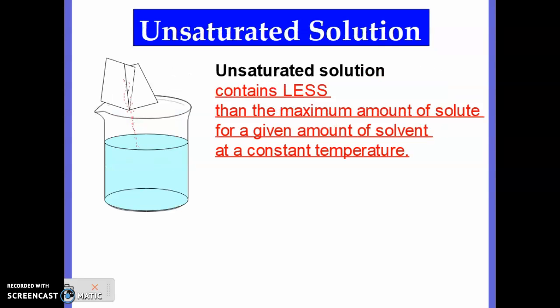An unsaturated solution contains less than the maximum amount of solute for a given amount of solvent at a constant temperature. So in this situation, it would kind of be similar to a dilute solution where we have the capacity to be able to dissolve more substance in this until it reaches the saturation point. So at an unsaturated solution, we can dissolve more substance in there.